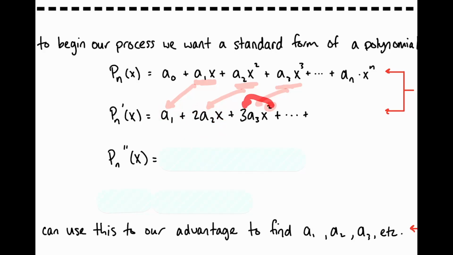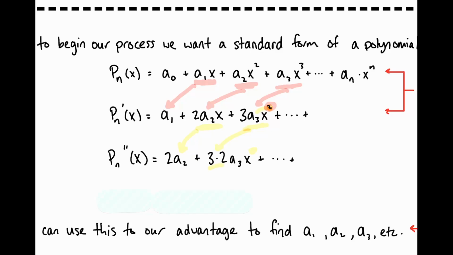This 2 will pop down again, and I'm going to keep it in that format. You'll see in here in a second. This 2a sub 2x just turns into a 2a sub 2 because the x went away. This 2 now came out front, and then we subtracted a power right there.